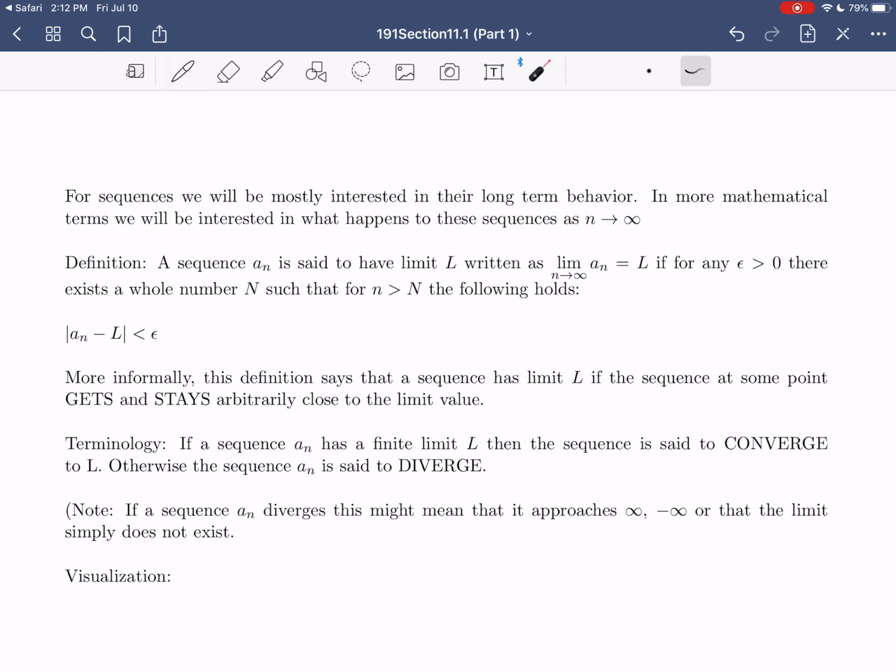So we've already hinted that we're going to use some limit terminology, so we need to give the limit definition here. If you think back to your Calculus 1 class where you learned an epsilon-delta definition for limits, this definition is very similar.